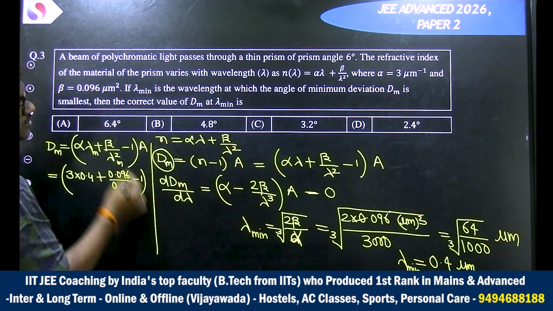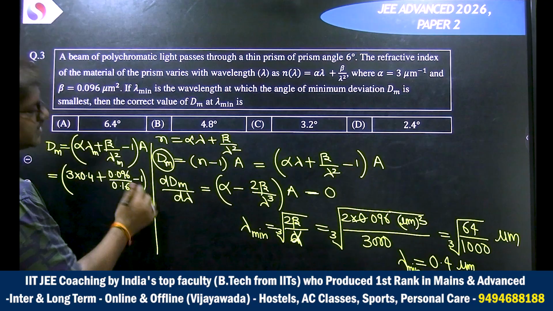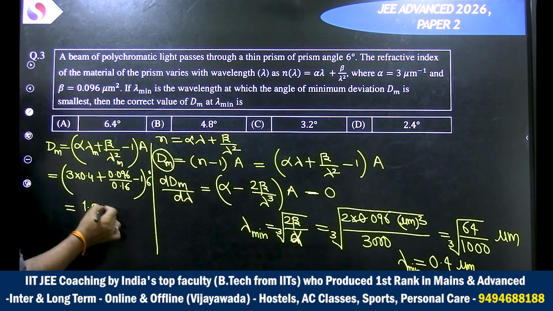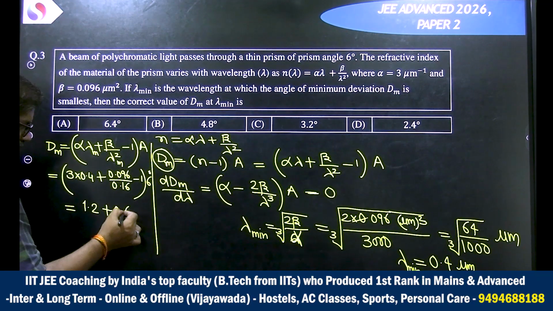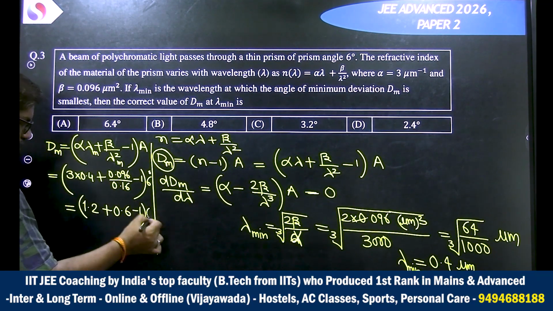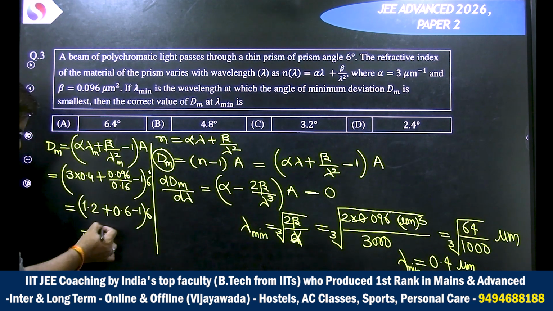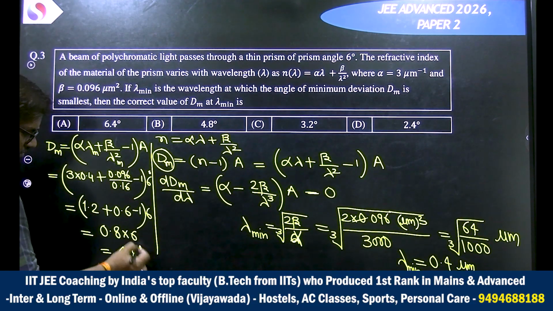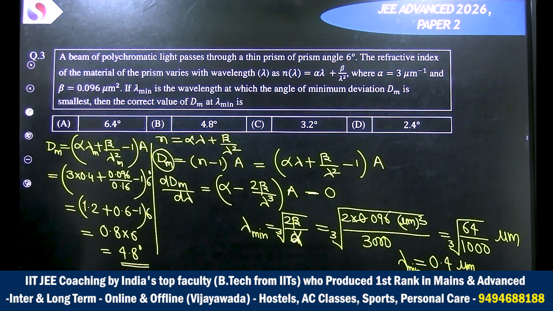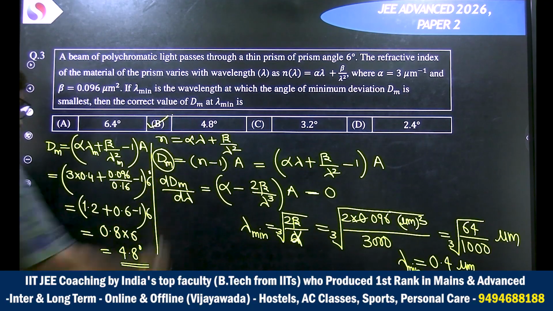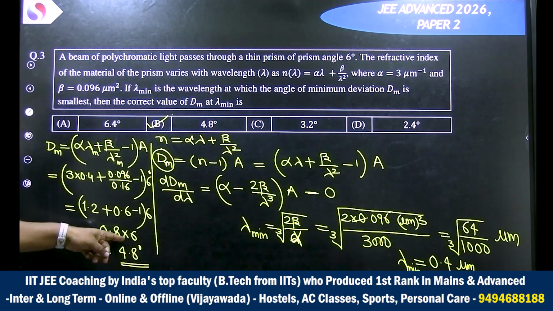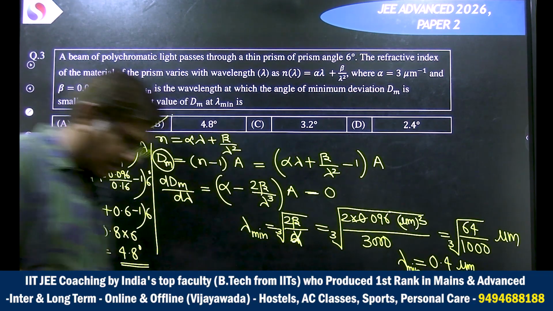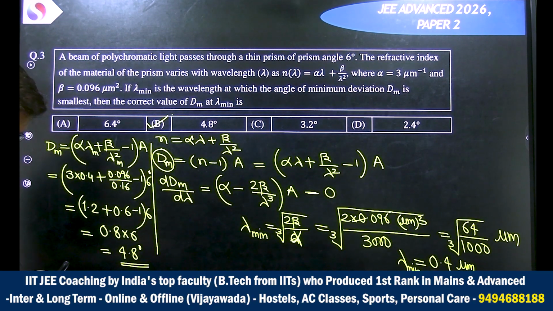And A is given to you as 6 degree. So this becomes 1.2, this becomes 0.6, minus 1, into 6. This comes to 0.8 into 6, which is 4.8 degree. So the answer is 4.8 degree, which is option 2. All right, this calculation is right: 0.8 into 6, so it is 4.8 degree.